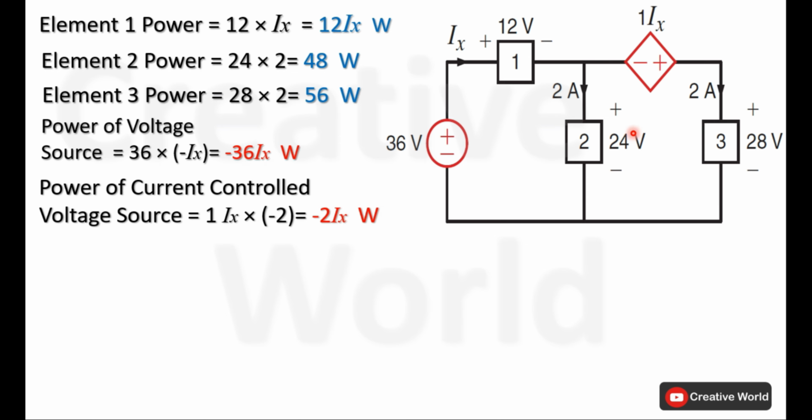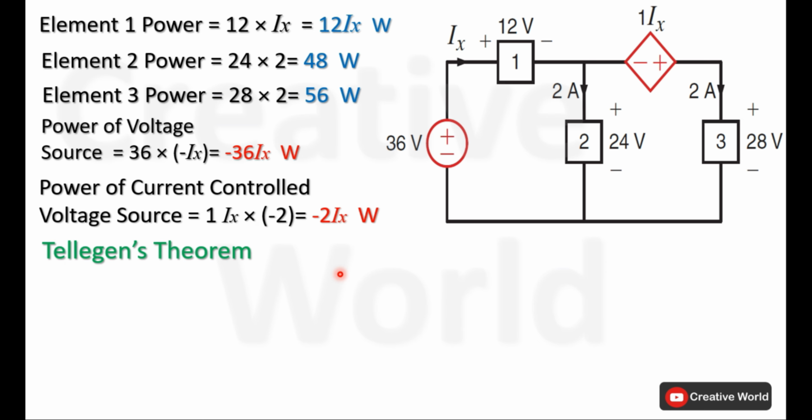The power of the current controlled voltage source will be the voltage across it times the current through it. In this case, the current is entering from the negative terminal, so this current will be taken with a minus sign, and the voltage across this element is unknown. Its equation is known: 1 Ix. So this equation will be put in place of the voltage of this element. 1 Ix multiplied by minus 2 equals minus 2 Ix.